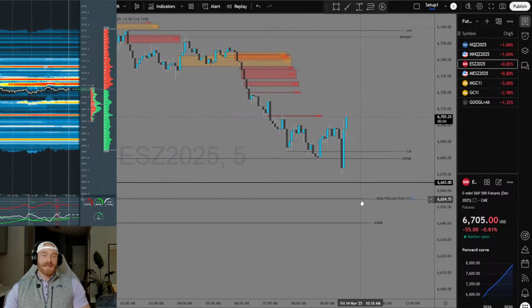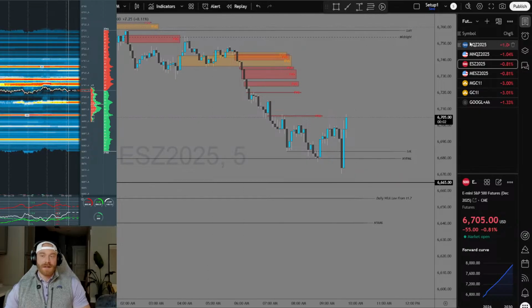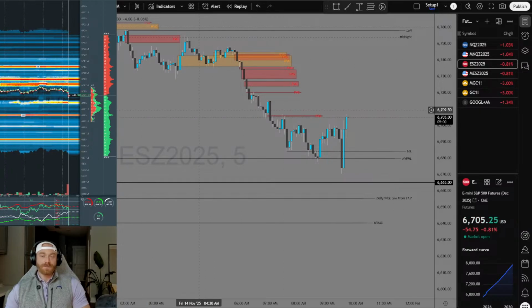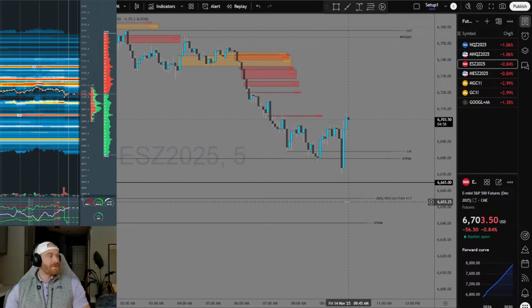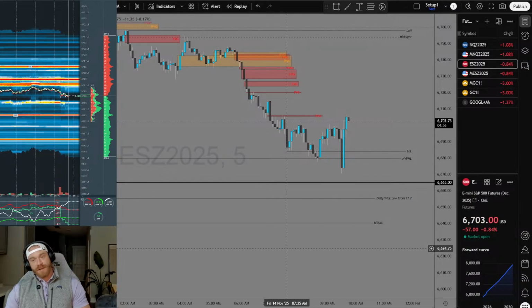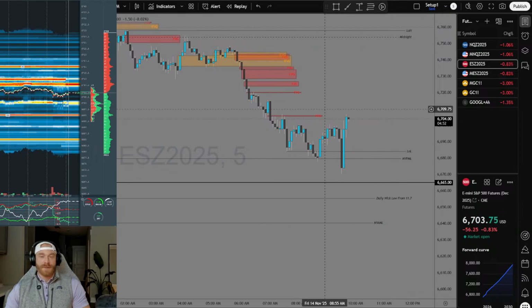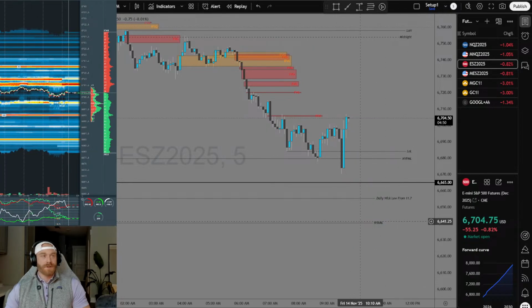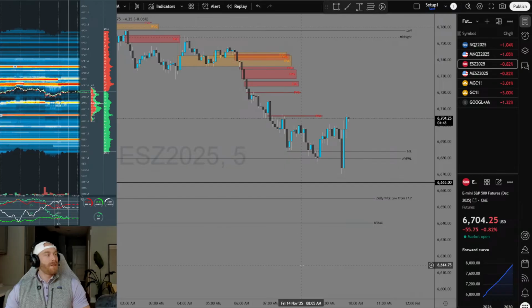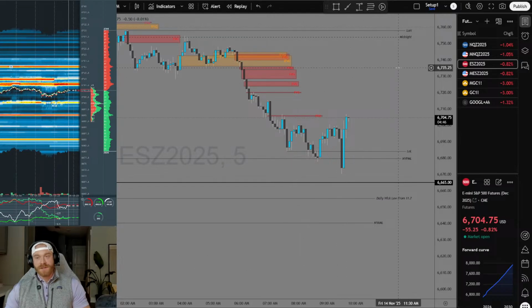The other thing is I wanted to see us sweep this daily wick from last Friday. I have it marked out down here. This is one of the other reasons I'm not fully convinced of a long yet, but I could be wrong. I'm not married to the bias of a short. I just wanted to see this cleaned up at least a little bit before we started going higher.